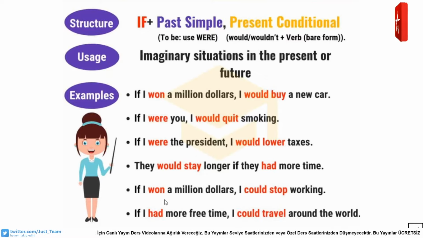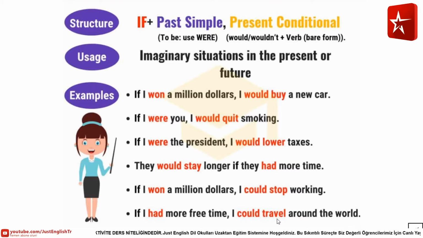And the next two sentences: if I won $1 million, I could stop working, staying at home, watching movies, traveling, or doing something interesting. And the last one, if I had more free time, I could travel around the world. We can use past simple with would or could in the main clause. If I had more free time, I could travel around the world.